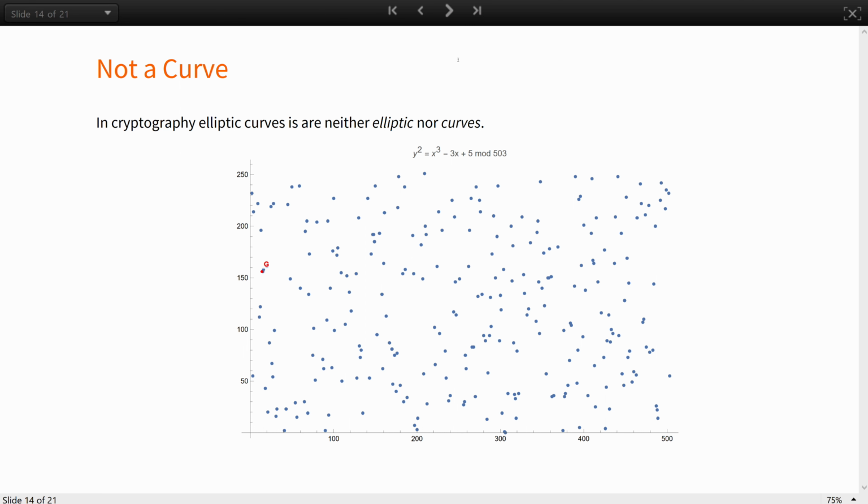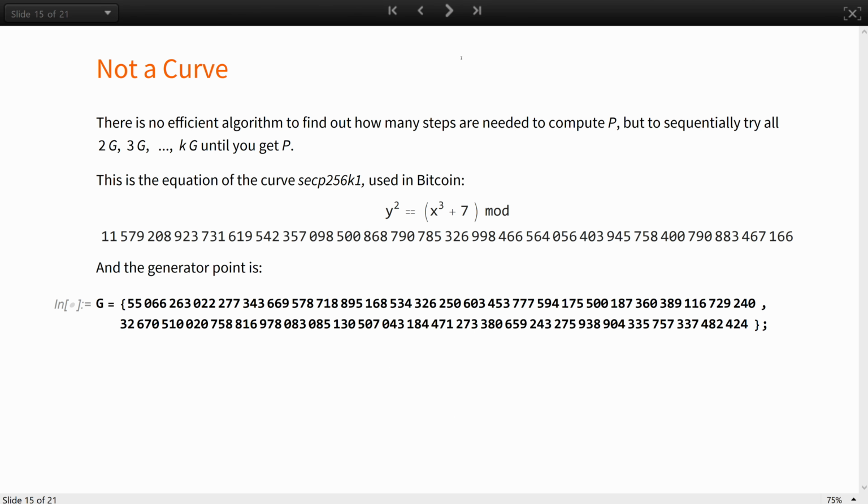In a continuous curve, given a point, you know exactly where on the plane the next point is going to be. In a discrete curve, given an arbitrary point P, you know for sure that it can be reached from the generator point G by adding it to itself so many times, but you don't know how many times. There is no efficient algorithm to find out how many steps are needed to compute P from the generator, other than to sequentially try all 2G, 3G, up to kG one by one until you get to the point P.